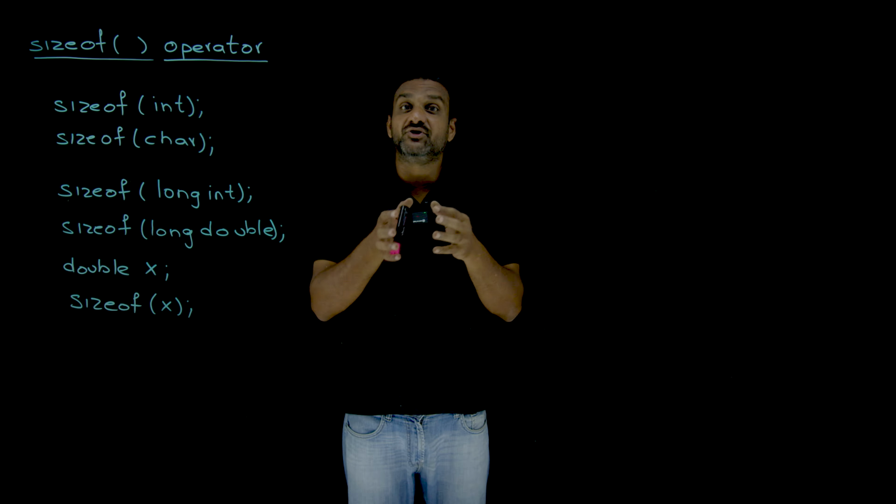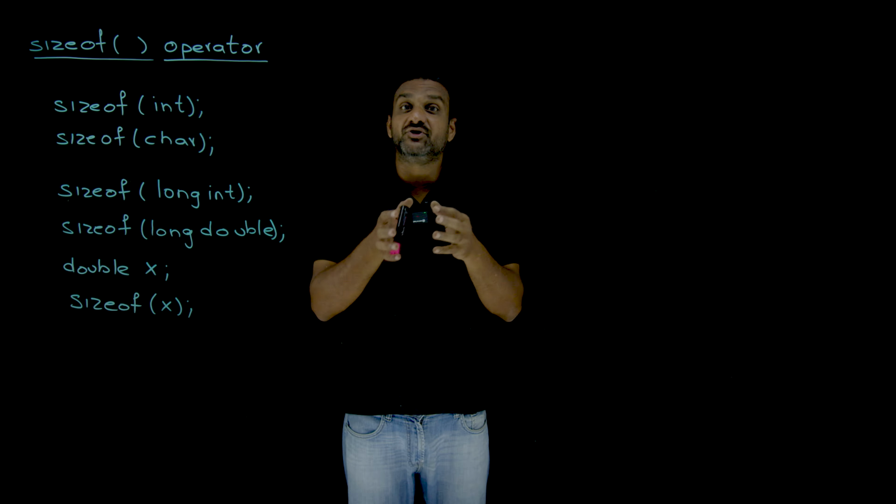Programmers use the sizeof operator while writing programs in order to get the size of a data type, or the size of a qualifier, or the size of a variable. Let's try to understand the sizeof operator in detail by using these examples.